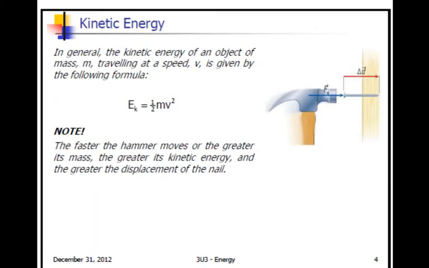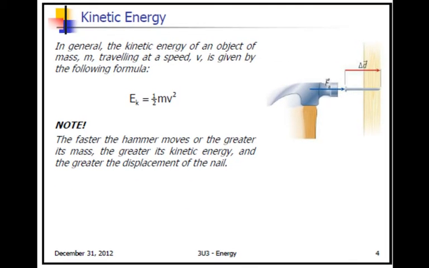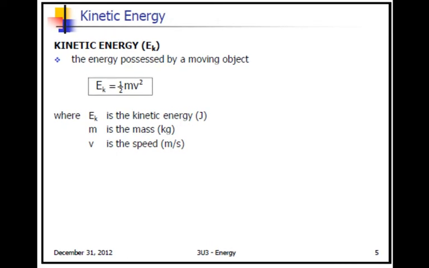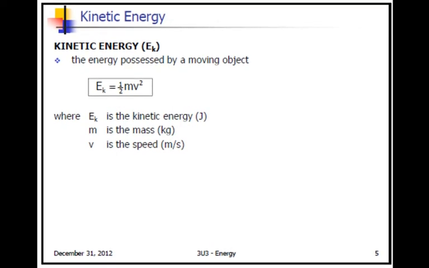In general, the kinetic energy of an object of mass m traveling at speed v is given by this equation. The kinetic energy is 1/2 mass times velocity squared. Just as I said, the faster the hammer moves, the greater its mass, the greater its kinetic energy, and the greater the displacement of the nail. So the more work that it does. Here's one of our first equations for this unit: EK equals 1/2 mv squared.